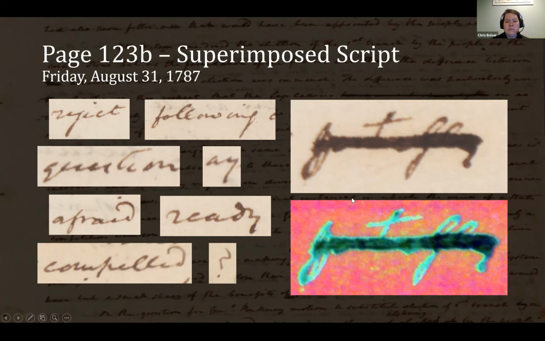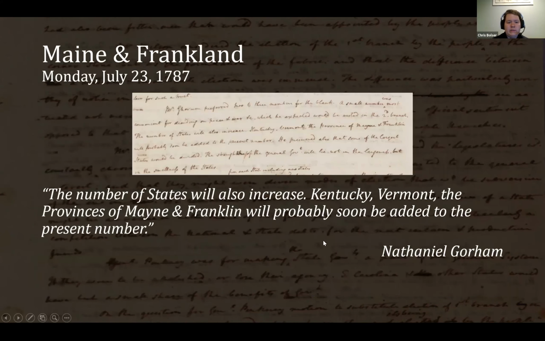So aside from showing what we've been able to do, we can also do a little bit of storytelling, which has been great. So this paragraph is from Nathaniel Gorham via Madison's notes. "The number of states will also increase. Kentucky, the province of Vermont, the provinces of Maine and Franklin will probably soon be added to the present number."